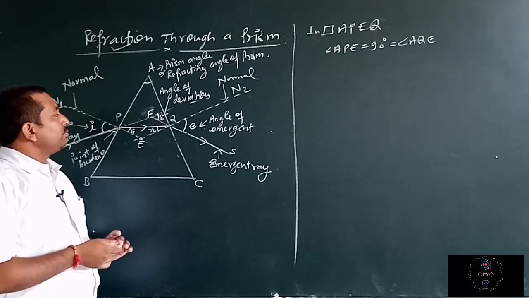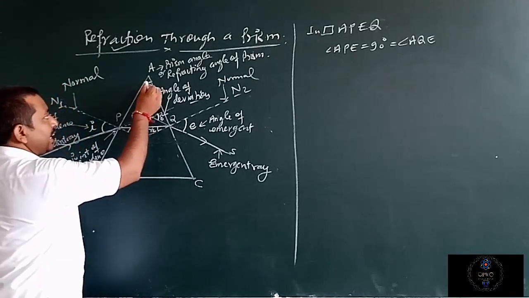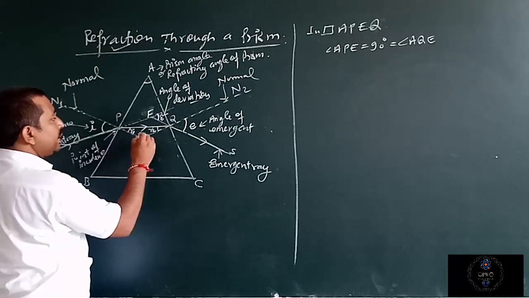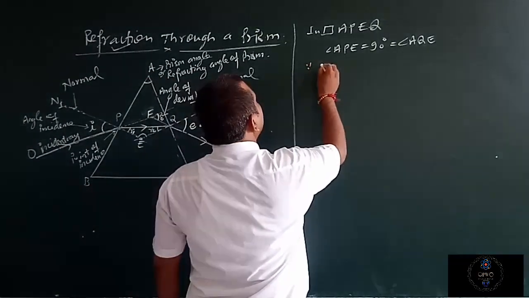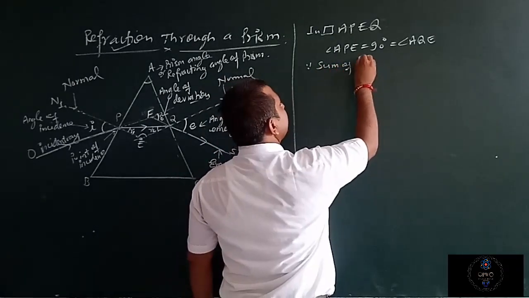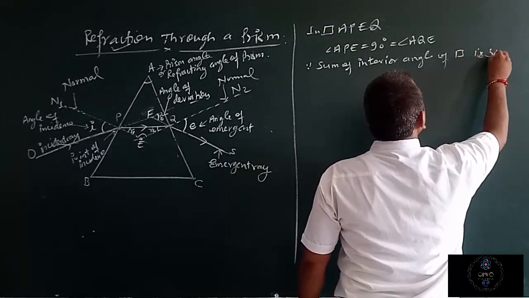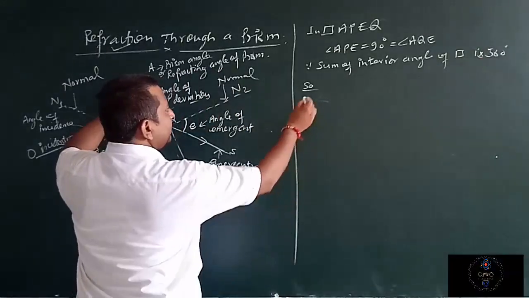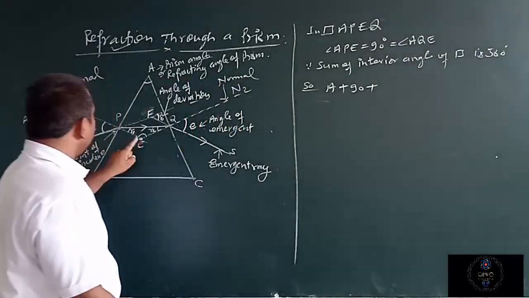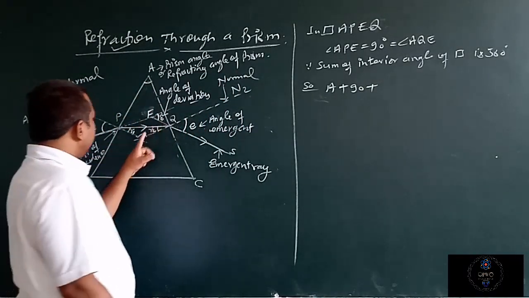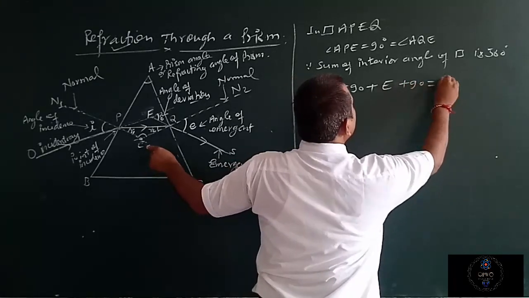So as the property of the quadrilateral, the sum of the interior angles of a quadrilateral is 360 degrees. It means angle A plus APE plus E plus AQE. Since the sum of the interior angles of a quadrilateral is 360, angle A plus angle APE, that is 90, plus angle AQE, that is 90, plus angle E is equal to 360.